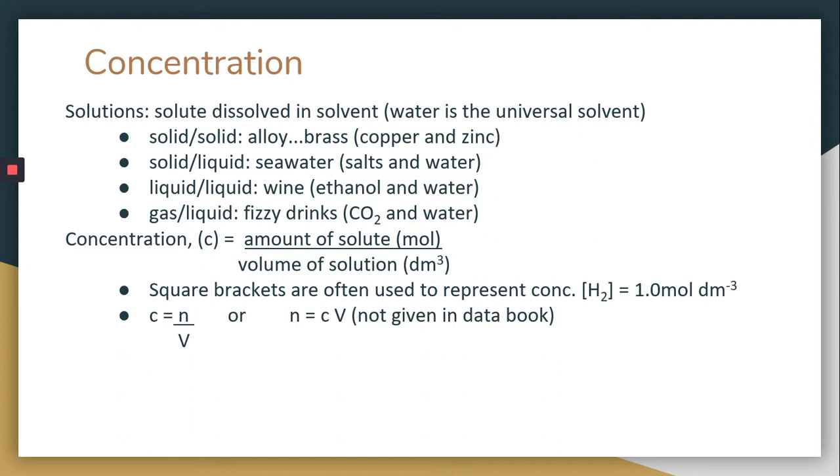You can have a solid-solid solution, which is called an alloy. It's typically made up of different metals that are mixed together. They're not bonded, they're just mixed together. So brass and steel are examples.